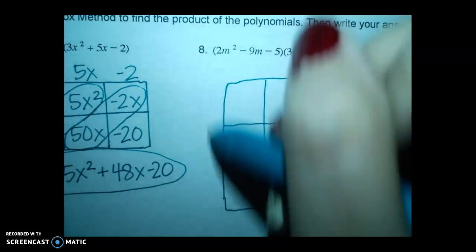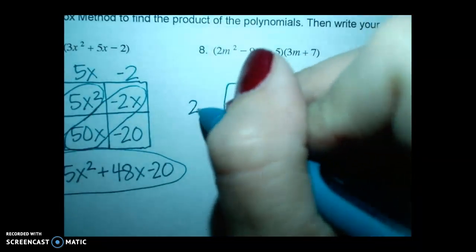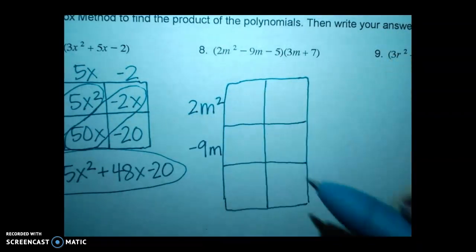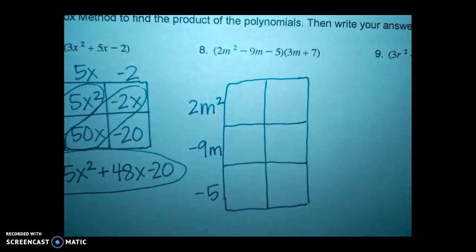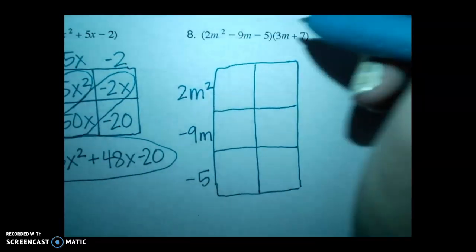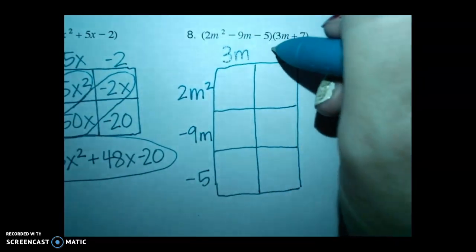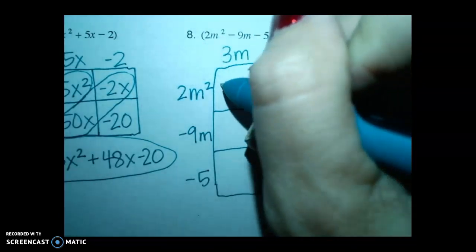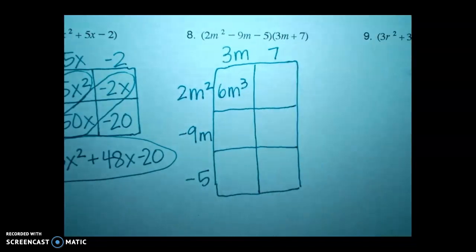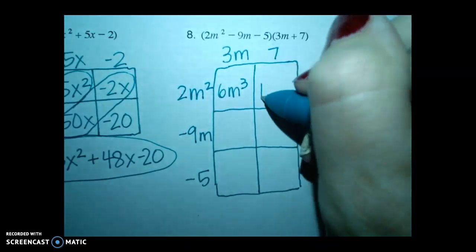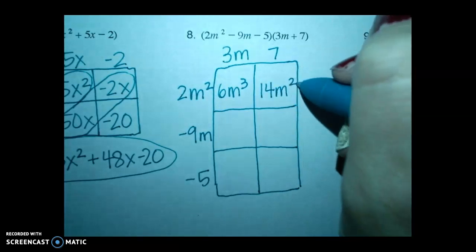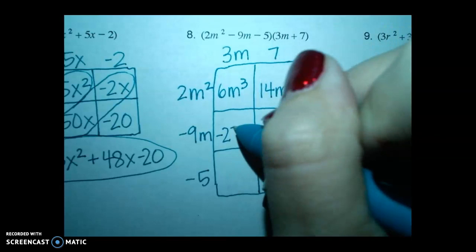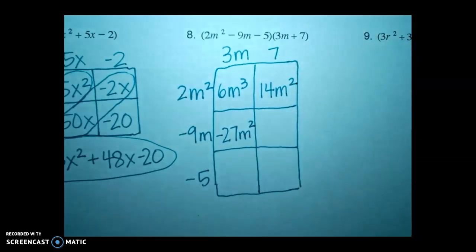So my trinomial is going to go down the side. So 2m squared, negative 9m, and negative 5. And then across the top, 3m and 7. Okay, go ahead and fill it in. That would be 6m cubed. 2m squared times 7 is 14m squared. Negative 9m and 3m multiplied is negative 27m squared.